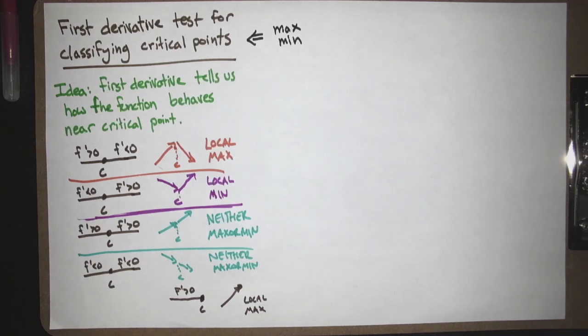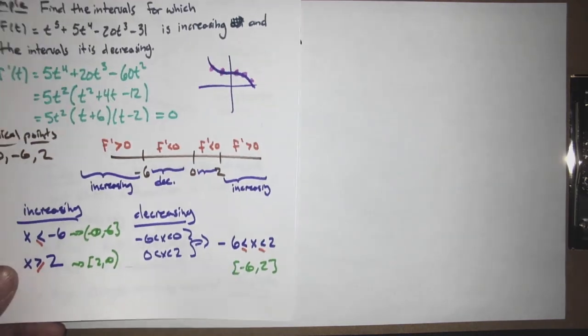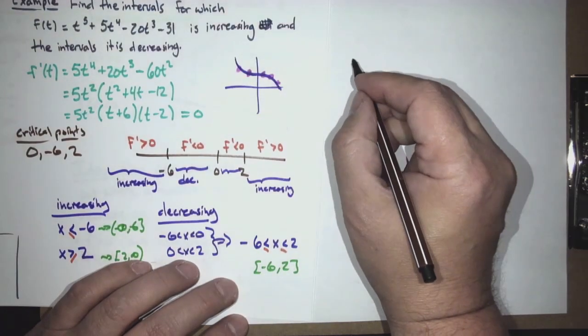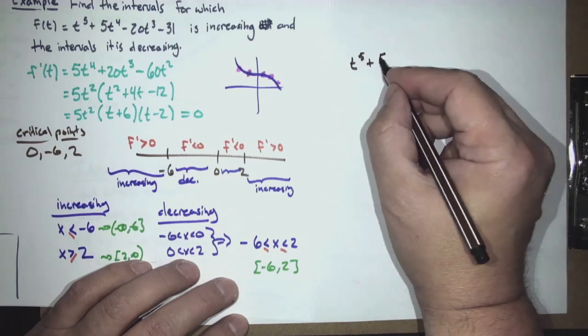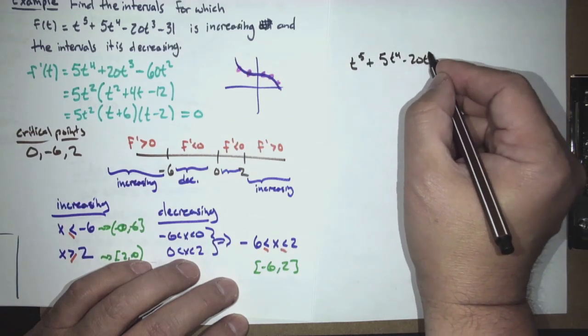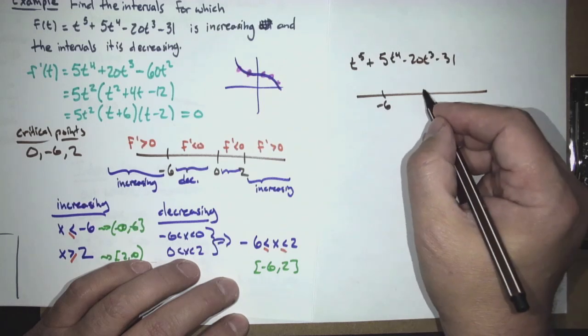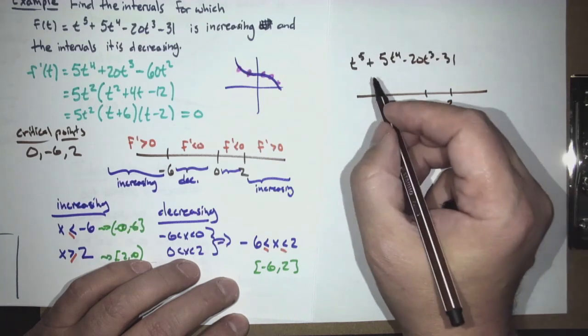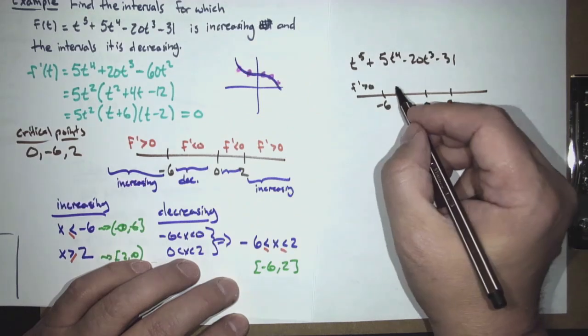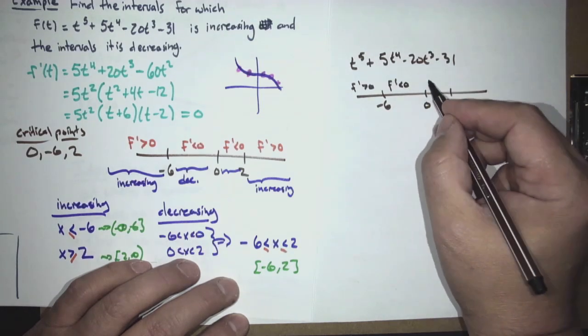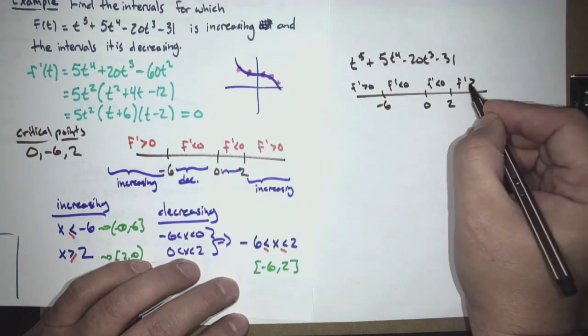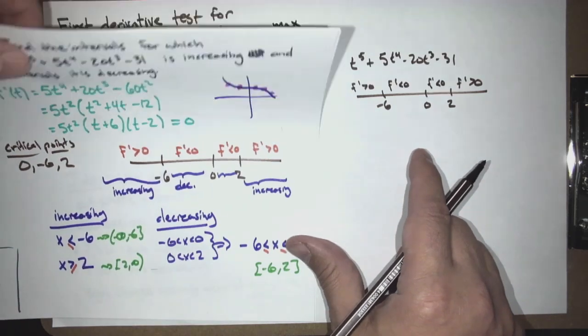Now we've done a few problems where we tried to classify points. Or, sorry, we've tried to do increasing, decreasing. Let's pull some stuff back here. So we had t to the 5th plus 5t to the 4th minus 20t cubed minus 31. And for this interval, we had -6, 0, 2. So you do the same thing. You find your critical points, and you test your intervals for increasing, decreasing. So I'm just copying our previous work.